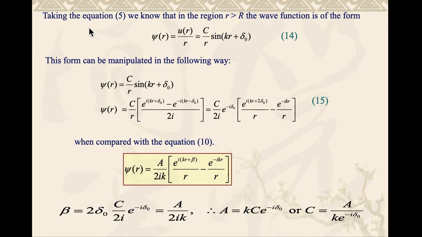So taking equation 5, which we have already done in the last class. There, for the region small r greater than capital R, the wave function we got was this equation: u r equal to c sin of kr plus delta.